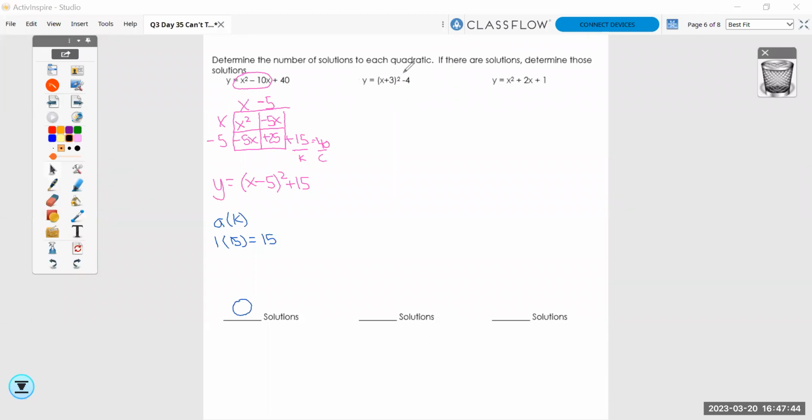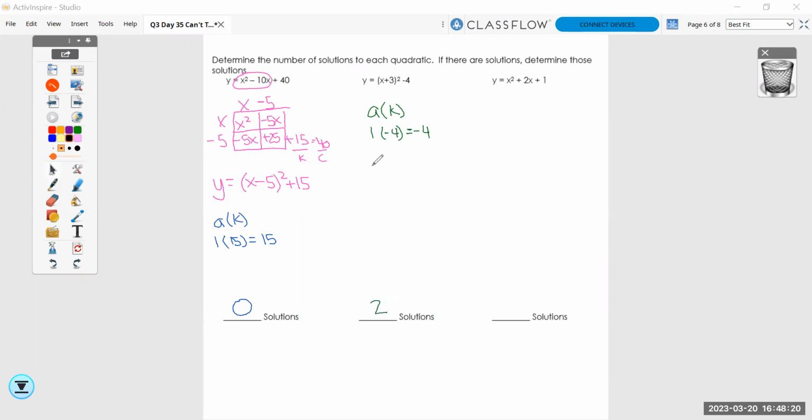So let's take a look at this next one. It's already in vertex form, so I don't have to do any moving around. I'm going to start with A times K to find out how many solutions. So A is 1, K is -4. 1 times -4 is -4. If you look right above this activity, negative product means I have 2 solutions.